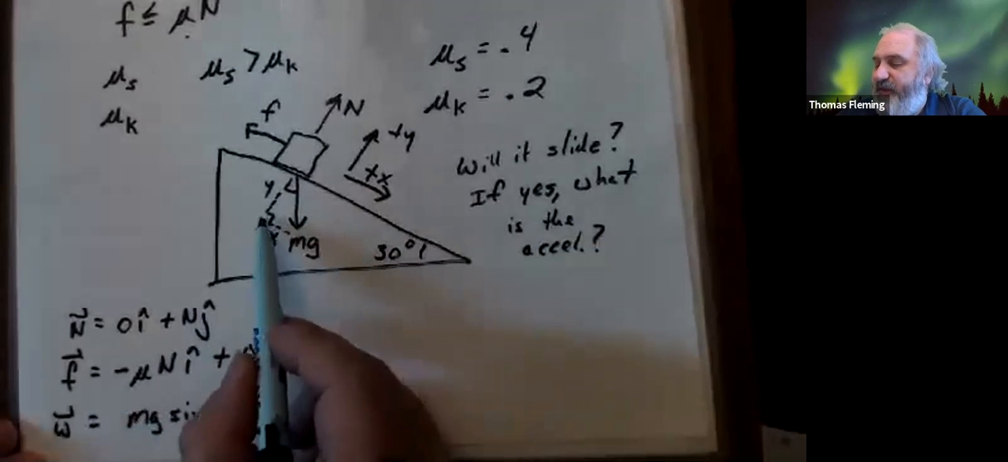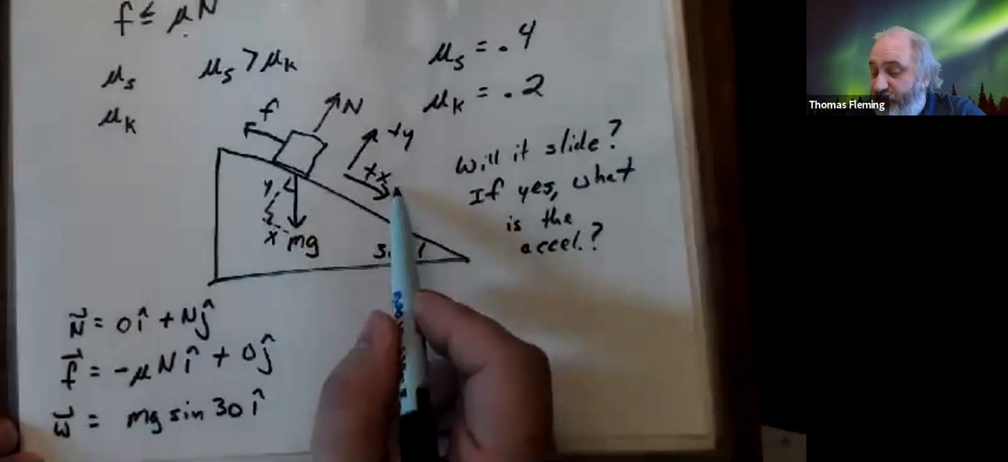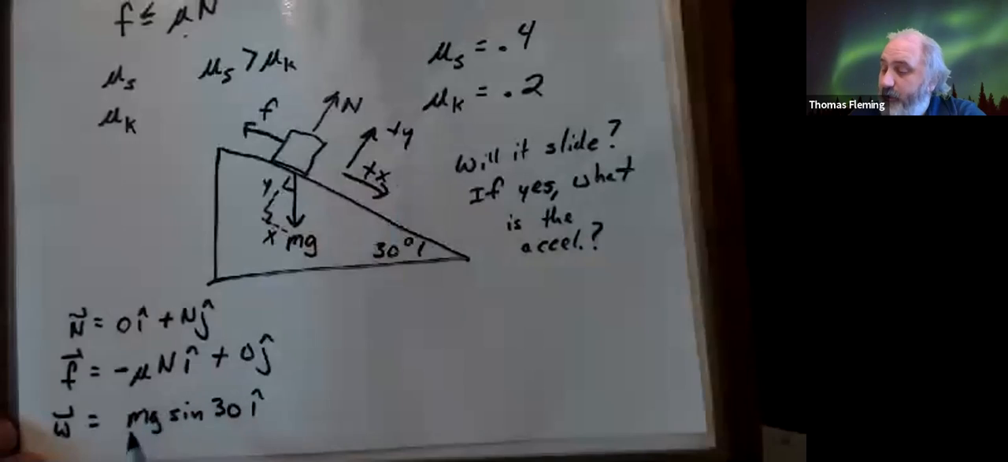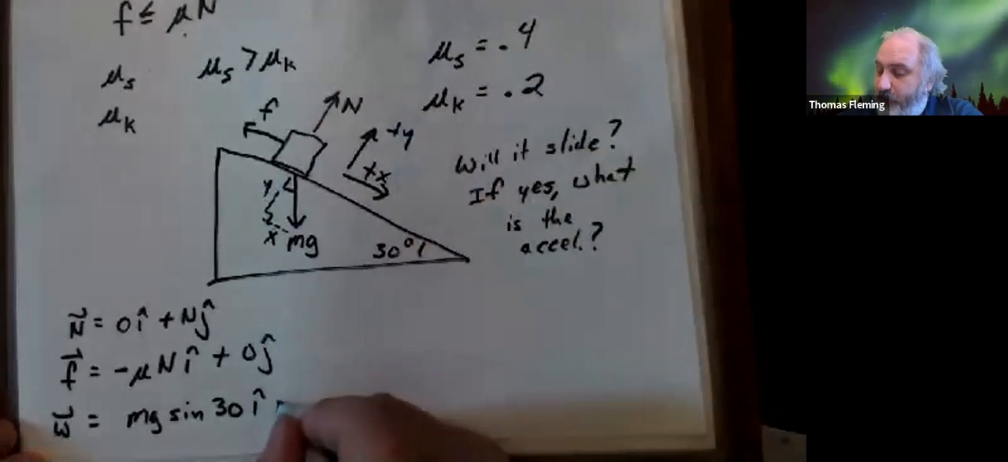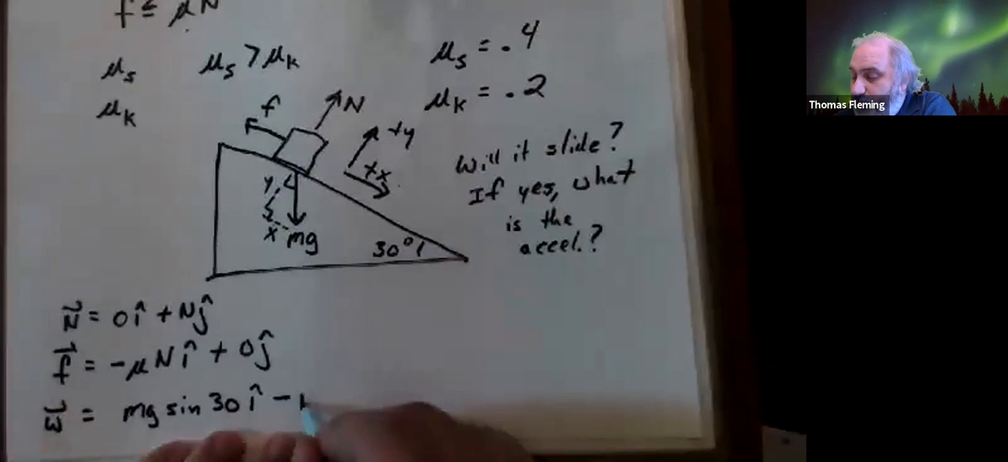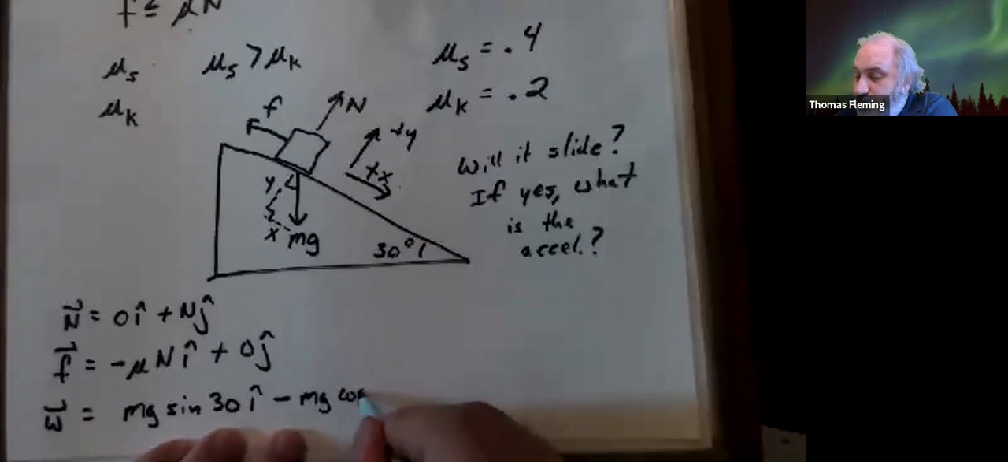It's pulling it down the ramp, which is the positive x direction. So that's going to be positive. But the y component is into the ramp, which is the negative y direction. So it's going to be minus mg cosine of 30.